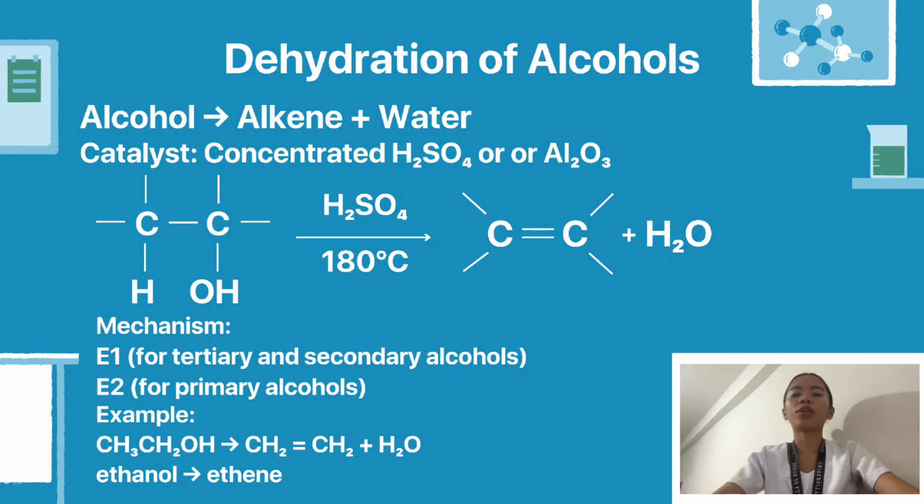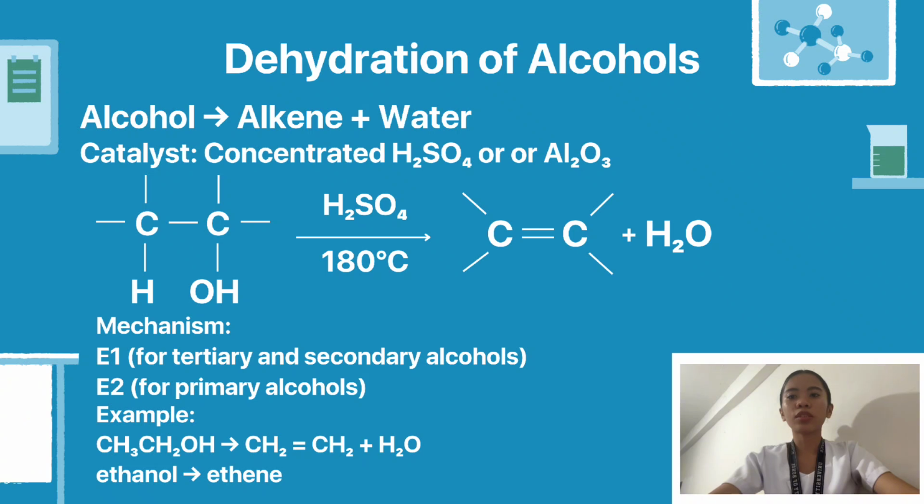The reaction follows two mechanisms, the E1 and the E2. E1 is otherwise known as elimination unimolecular. It occurs in tertiary and secondary alcohols, where the formation of a carbocation intermediate plays a crucial role. In E2, or elimination bimolecular, this happens in primary alcohols, where the elimination of water occurs in a single step without forming a carbocation.